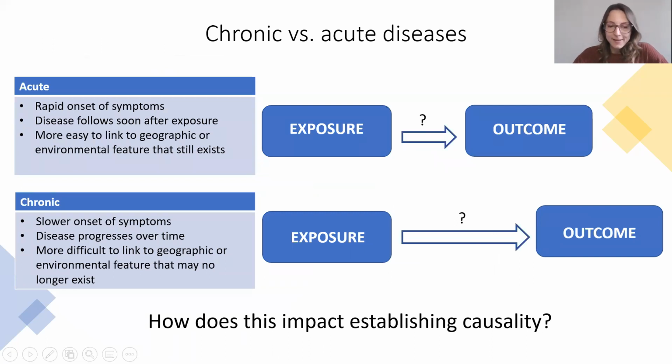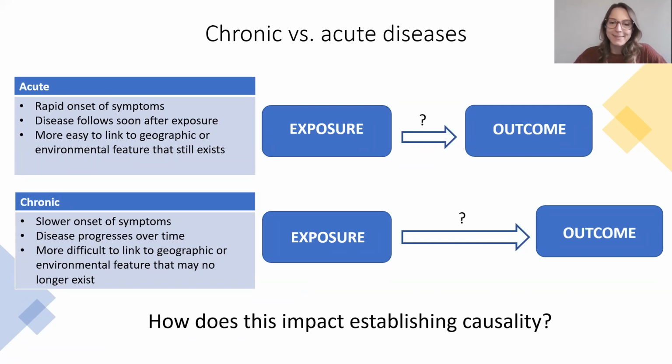So proving causality is even harder when the health effects from that exposure don't occur right after that exposure. What I mean by that is when we're thinking about something like an acute disease versus a chronic disease, how would we compare those? Well, generally an acute disease has some sort of rapid onset of symptoms. You're exposed to something and then within minutes or hours, you have symptoms from that exposure. That means that the disease generally is pretty quick to observe, and you're much more able to link that exposure or that geographic phenomena to that health outcome because it's still there. It only happened, let's say, half an hour ago.